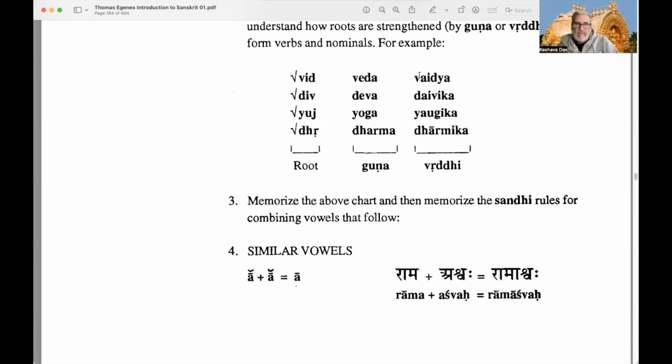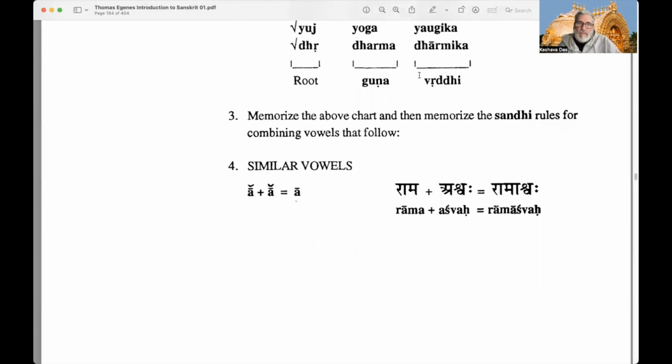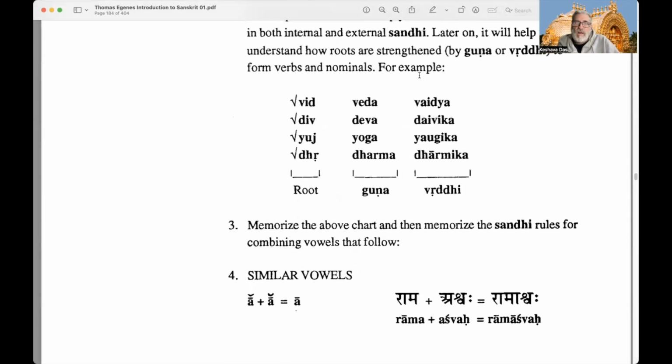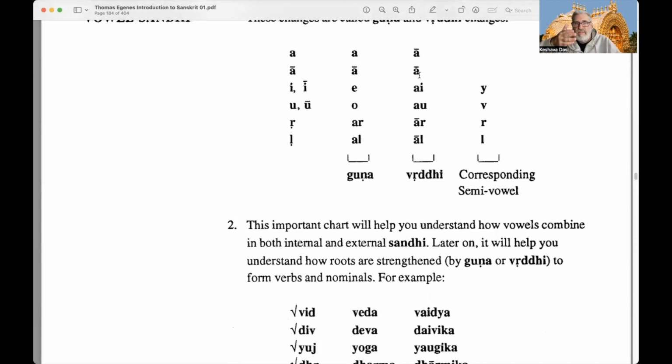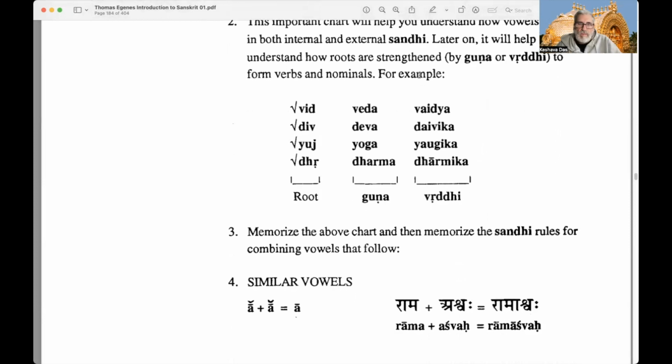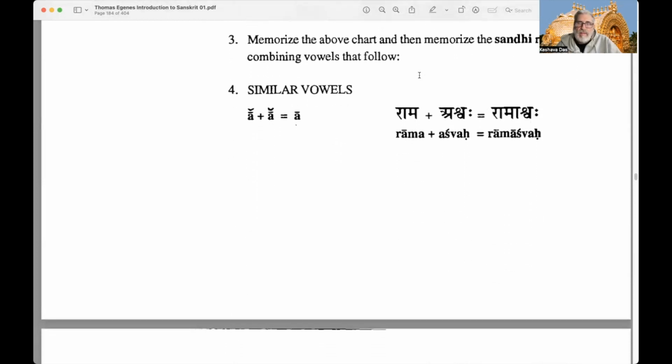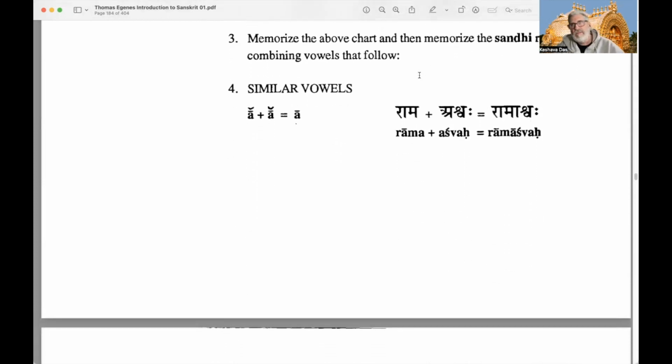So this is interesting. Memorize the above chart and then memorize the Sandhi rules for combining the vowels as follows. We should know how these initial vowels become strengthened either by guna or vriddhi. There's no real equivalent in English. We just say the vowels are being strengthened in English, but they're being strengthened by a system called guna and vriddhi, which is a Sanskrit system. So we just remember that.